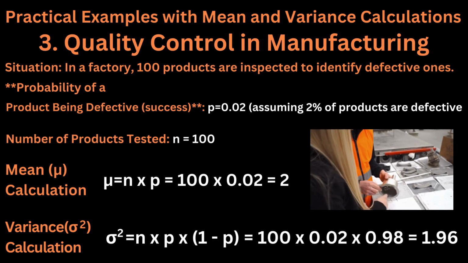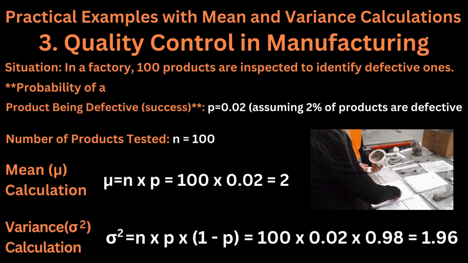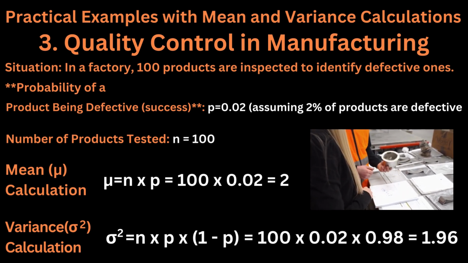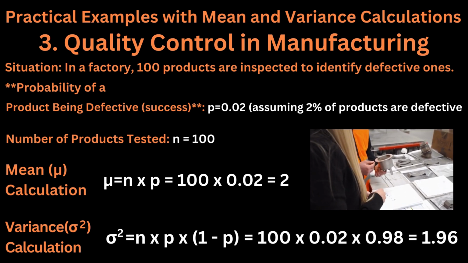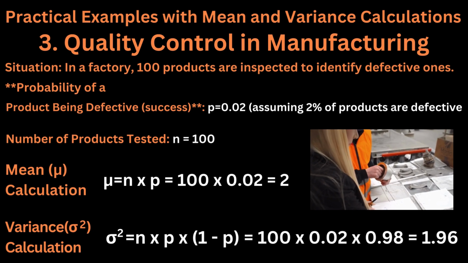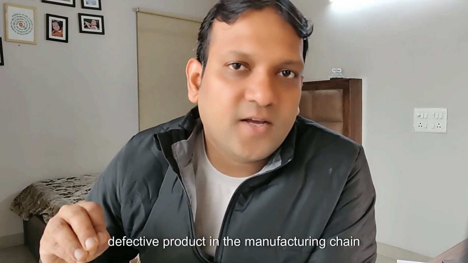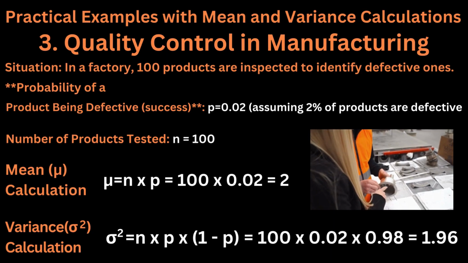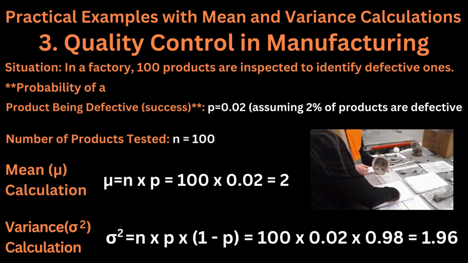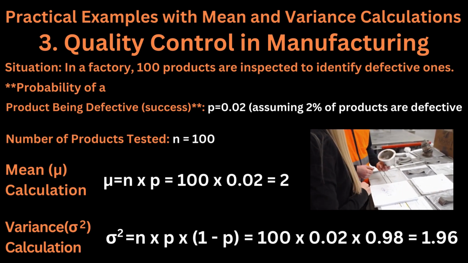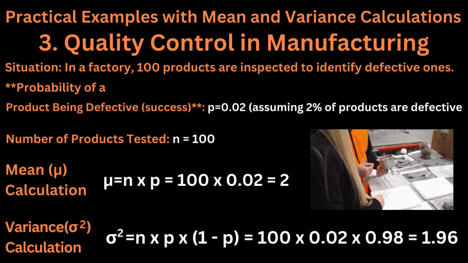Let's take another example. Consider quality control in manufacturing. This is a very practical example and sometimes industries and companies use it. Situation: in a factory, 100 products are inspected to identify defective ones. The probability of a product being defective, when we say defective, it means a success. Success not in literal terms, but success in terms of finding a defective product in the manufacturing chain. So the probability of a product being defective is 0.02, assuming 2% of the products are defective. The number of products tested, n, is equal to 100. The mean is equal to n multiplied by p, equal to 100 multiplied by 0.02, which is 2.